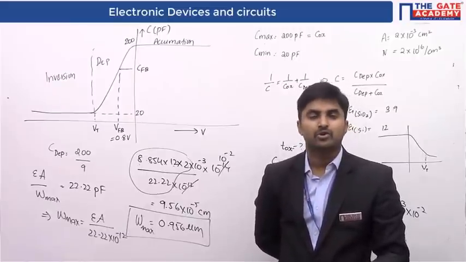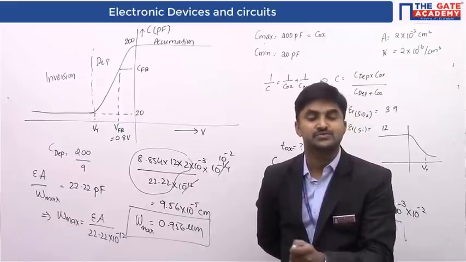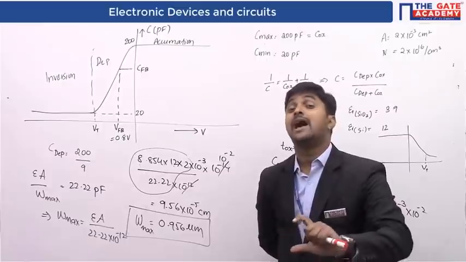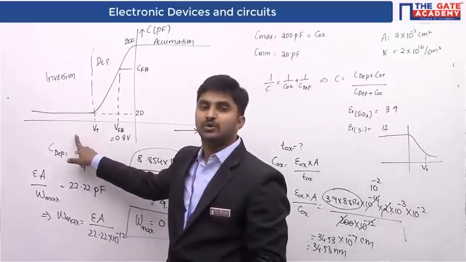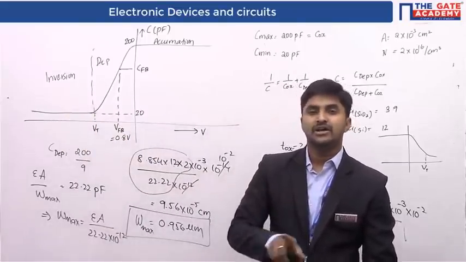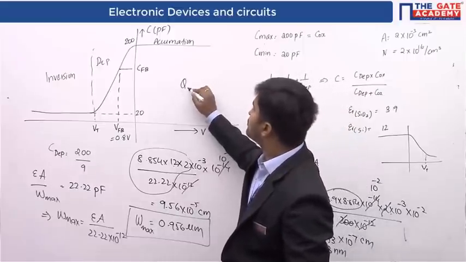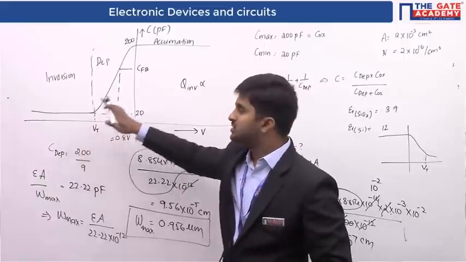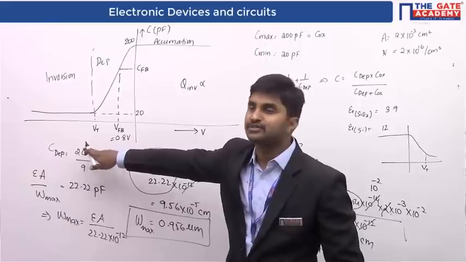The fifth part of the question is the inversion layer charge density. Inversion charge density is proportional to... See, inversion charge density is always going to happen only after crossing the threshold voltage. When you are crossing the threshold voltage, only then are you going to have an inversion layer. It means that the inversion charge density is going to be proportional to the voltage above the threshold voltage. Which voltage? The gate to source voltage above the threshold voltage.